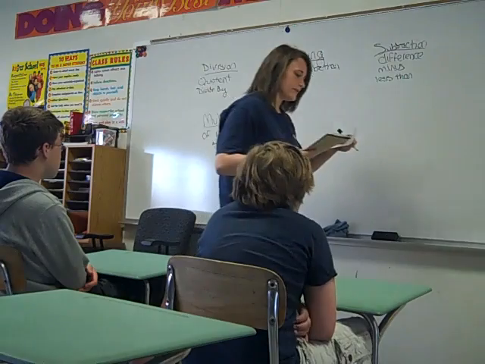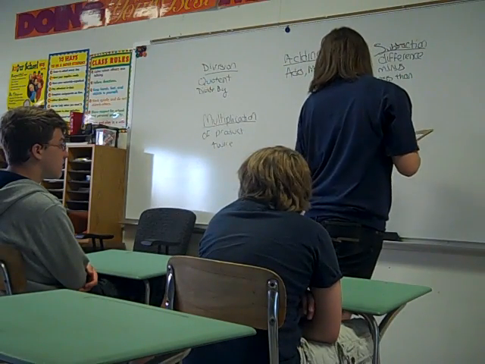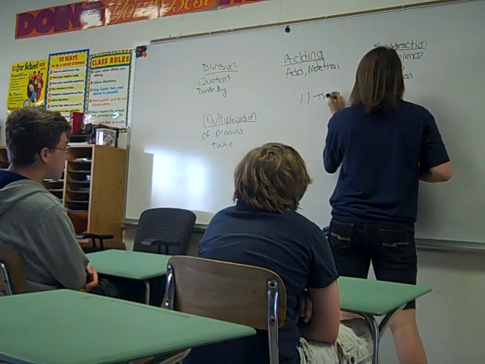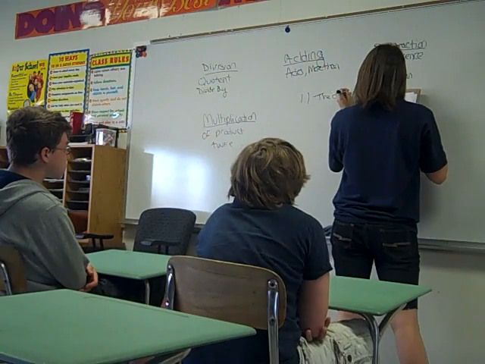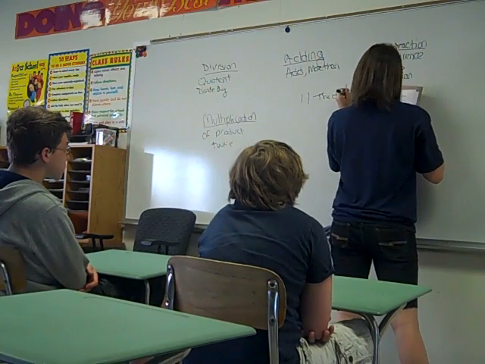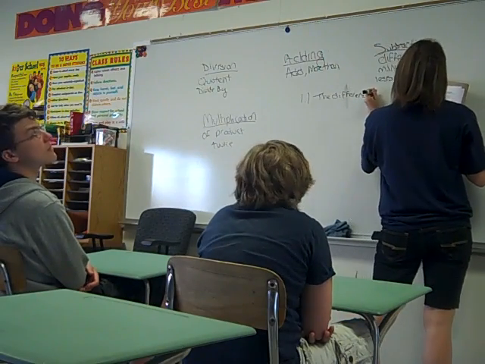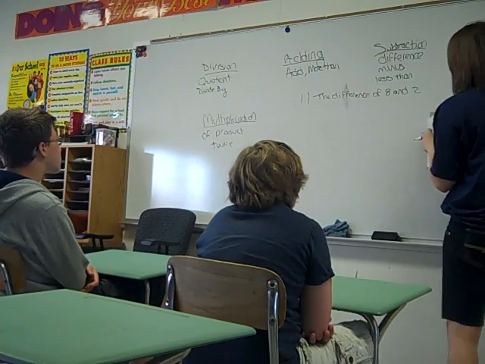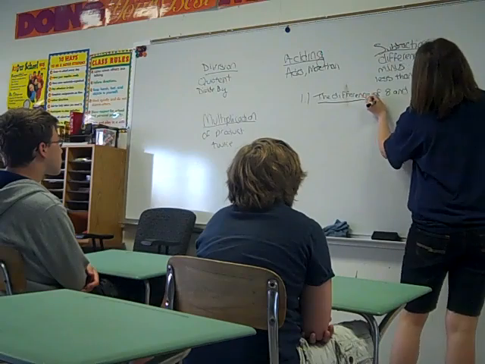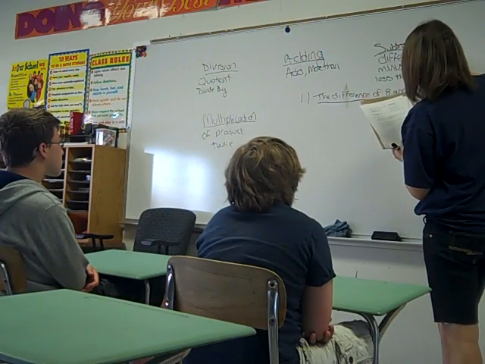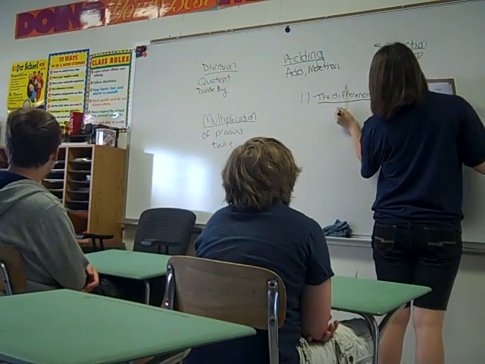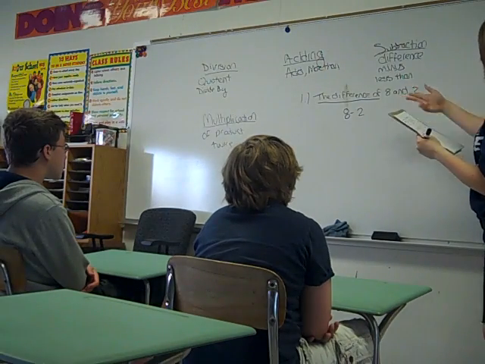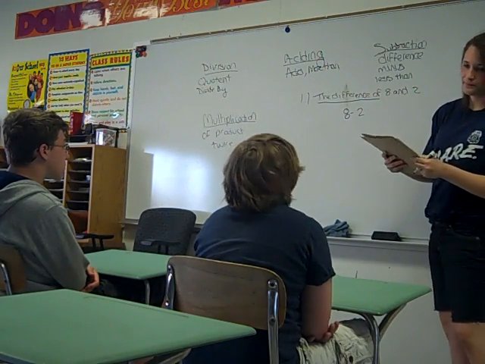Okay? Okay, I'll do an example for you. If you had a problem go, the difference of 8 and 2, you would underline the difference of. And then if you go back to our rules, the difference is subtraction. So it would be your first number 8, and then the subtraction sign, and then your other number 2. And that would be your answer, 8 minus 2, because you'd be translating this into an equation.